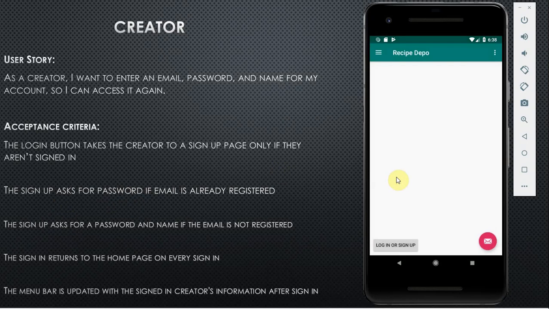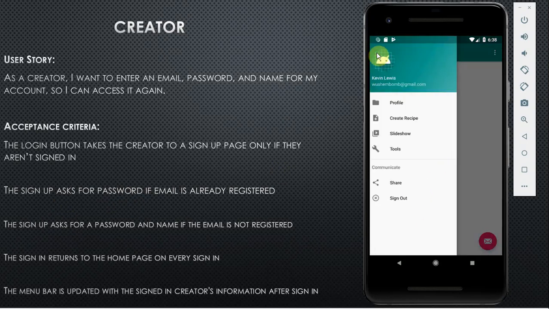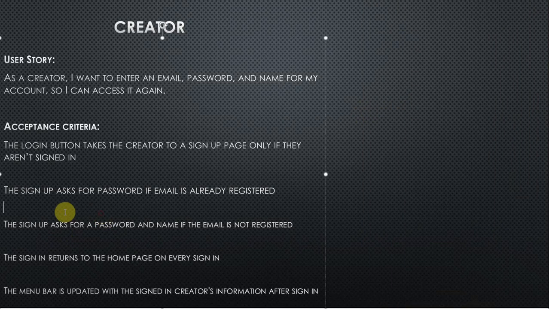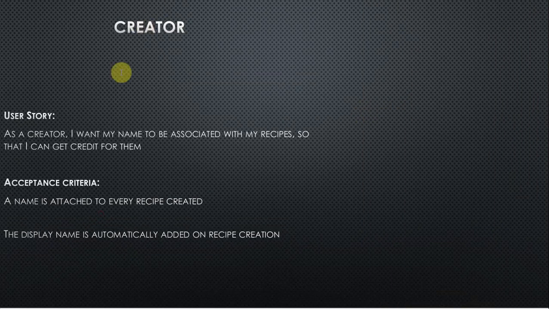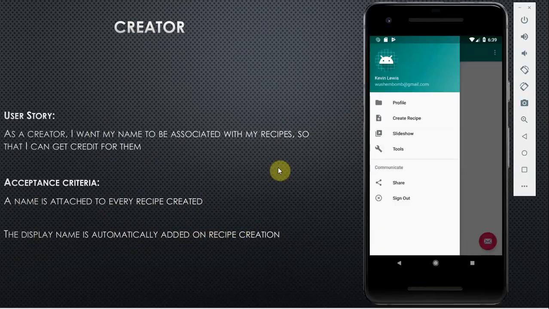And we're signed in again, and it goes back to the home page, and the menu bar is updated with the information for the account holder. As a creator, I want my name to be associated with my recipes so that I can get credit for them. So acceptance criteria is a name is attached to every recipe created, and then the display name is automatically added on recipe creation.